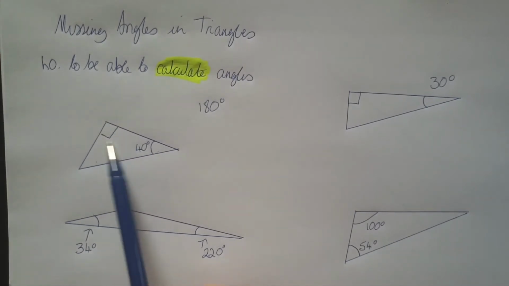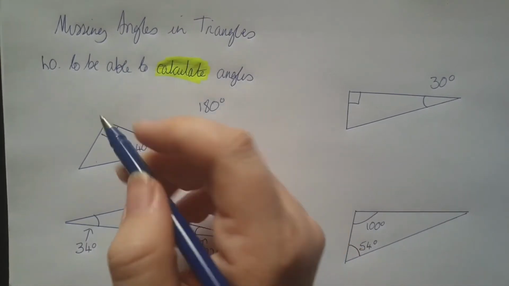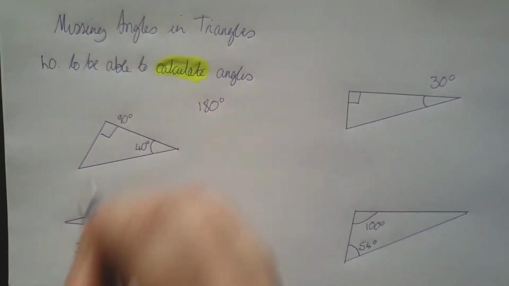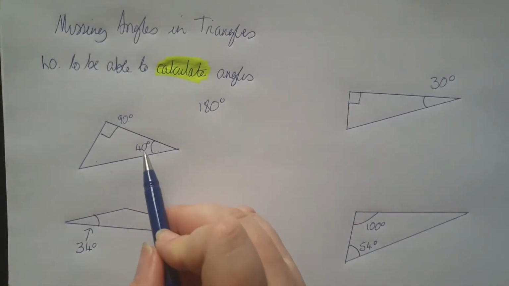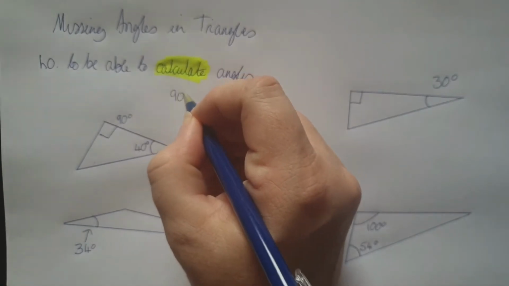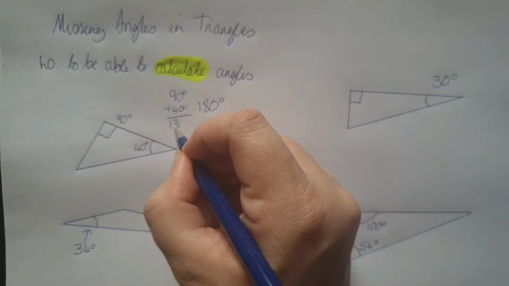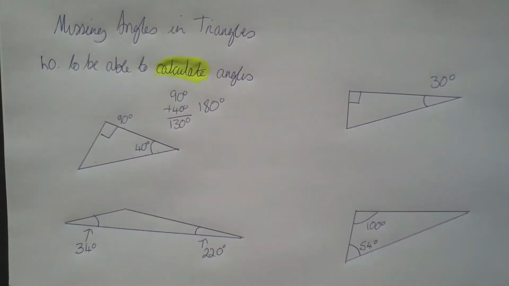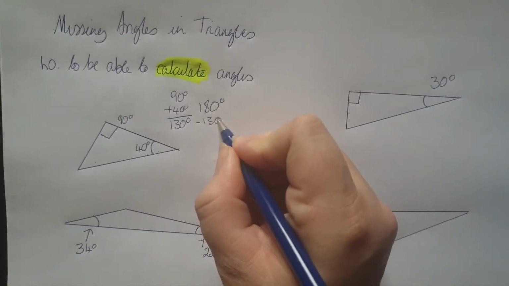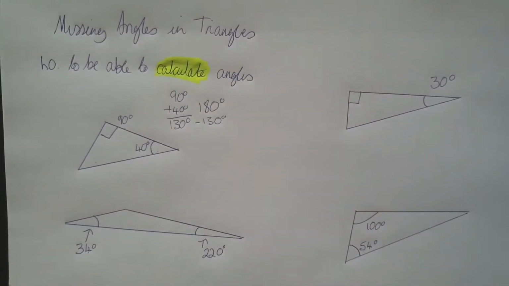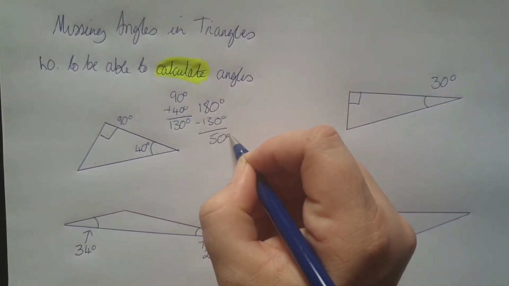Now, although there's nothing written, it's using the universal mathematical symbol of right angle so that we know that is 90 degrees. So we have 90 degrees here, 40 degrees here. Add those together, gets us to 130 degrees. Therefore, if we take that 130 away from 180, we'll find out the missing angle here, which is 50 degrees.